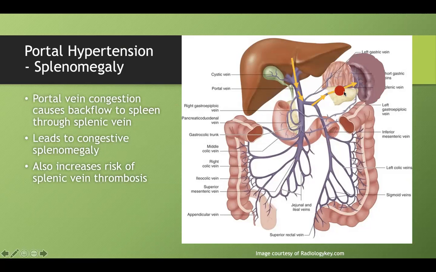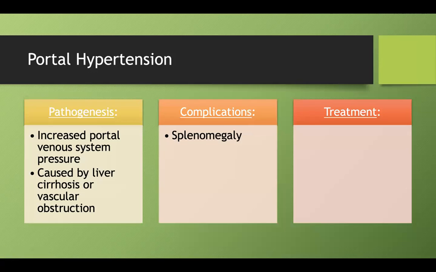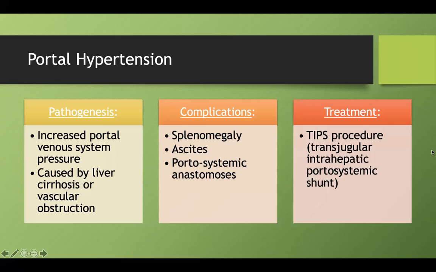And I'm going to quiz you right now as far as the most common cause of splenic vein thrombosis. We talked about it in the pancreas lecture. It's actually chronic pancreatitis. You can have a lot of inflammation in this region right here, which can predispose people with chronic pancreatitis to splenic vein thrombosis. Some other complications: ascites is a big complication of portal hypertension, as well as porto-systemic anastomoses. I'm going to discuss these within the next couple minutes, so keep those in mind.